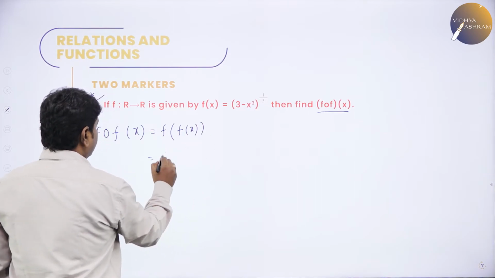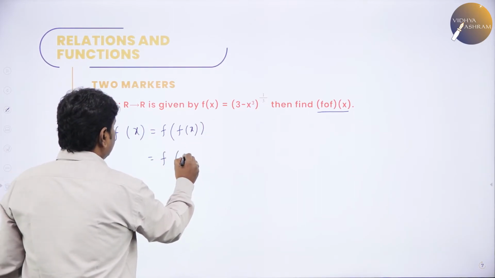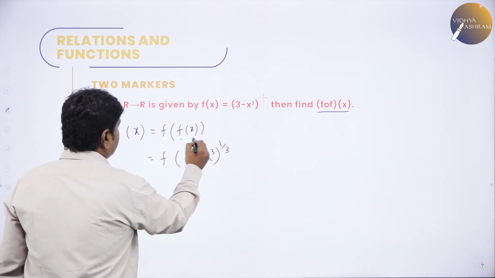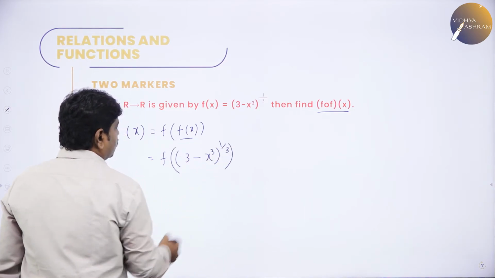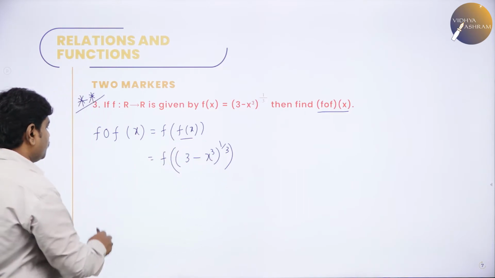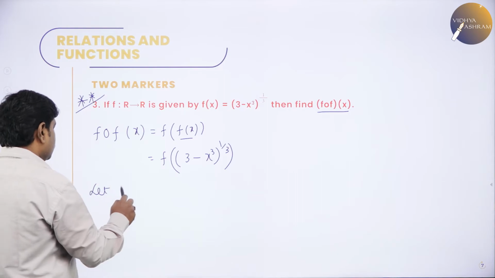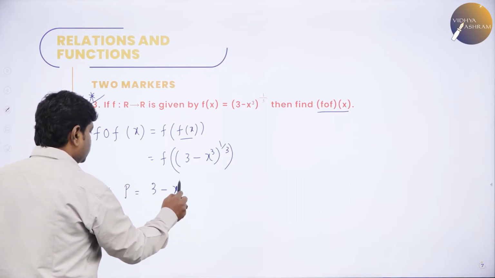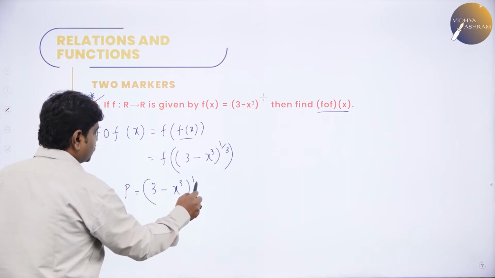F of x is given, write it. What is f of x? 3 minus x cube power 1 by 3. This is f of x. In the place of f of x, I put this. Now, it is a big term inside the function. Take it as p. Let p is equal to 3 minus x power 3 whole power 1 by 3, is my assumption.